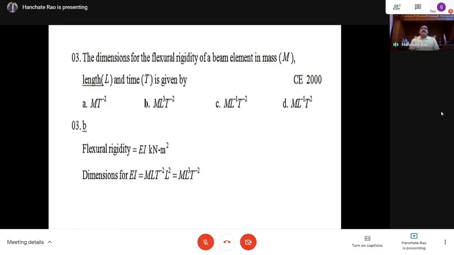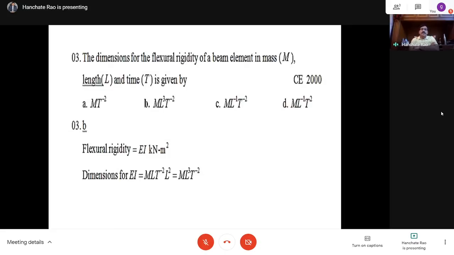The dimensions for the flexural rigidity of a beam element in mass m, length L and time t is given by. So what is flexural rigidity? Flexural rigidity of a beam is defined as the product of Young's modulus and its second moment of area or moment of inertia. Flexural rigidity is the product of Young's modulus and moment of inertia, EI.